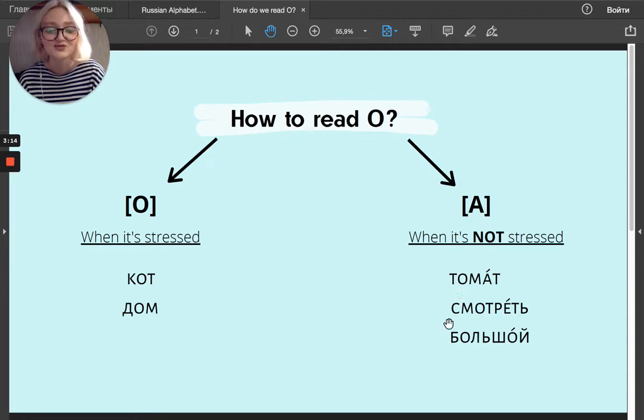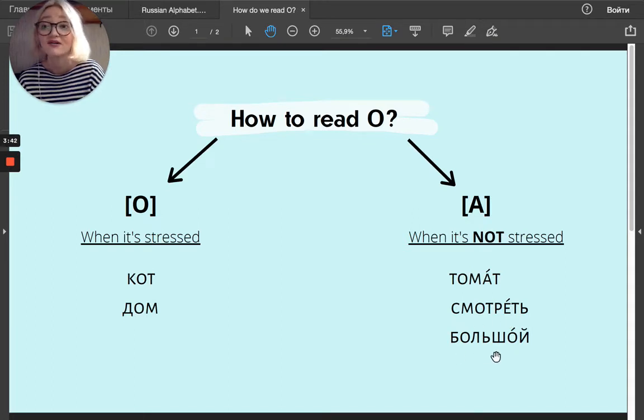Perfect. Next one is the verb to watch or to look. Смотреть. We read O like A because another vowel is stressed. So O becomes A. Смотреть.